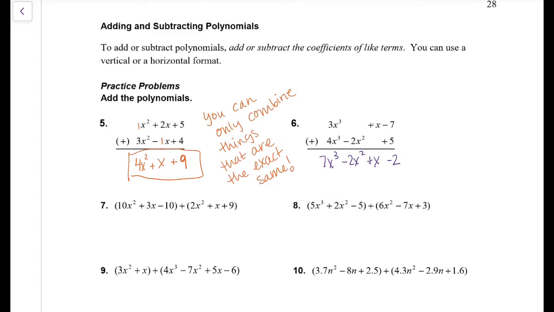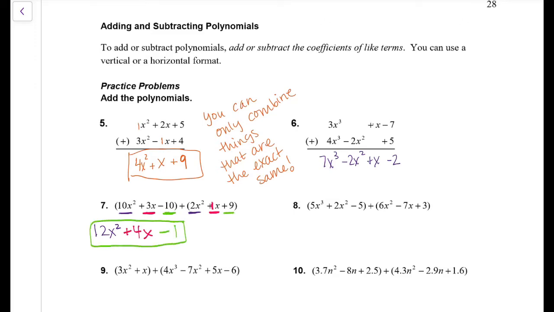Going over to 7, we want to combine the things that are the same. We have 10x squared plus 2x squared gives us 12x squared. Now let's combine the x's, 3x and just a plain x. Remember that x by itself, it's like a 1 in front of the x. 3x plus x gives us 4x. Negative 10 plus 9 gives us a negative 1. So we write that at the end there.